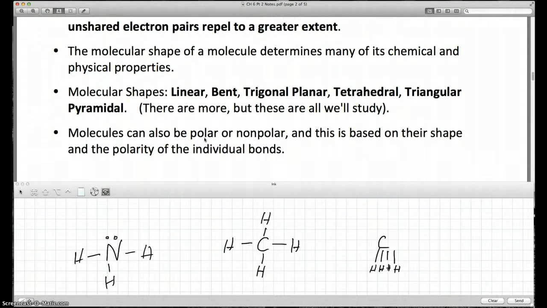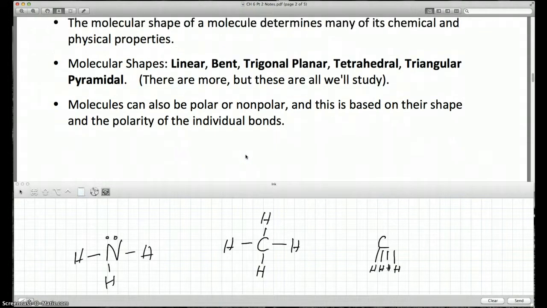There are 5 shapes that we're going to study. Linear, bent, trigonal planar, tetrahedral, and trigonal pyramidal are the 5 that we'll study. There are more, but these are the ones we'll study. And just like we can have polar and nonpolar bonds, we can also have polar and nonpolar molecules. So the overall molecule can be polar or nonpolar.